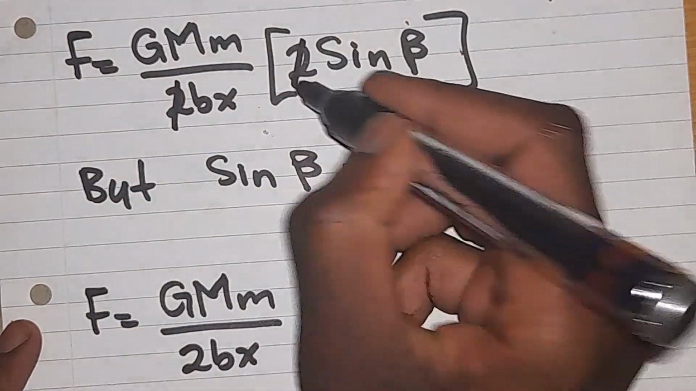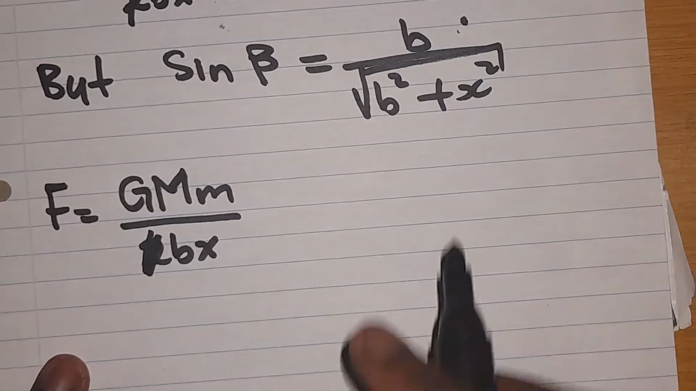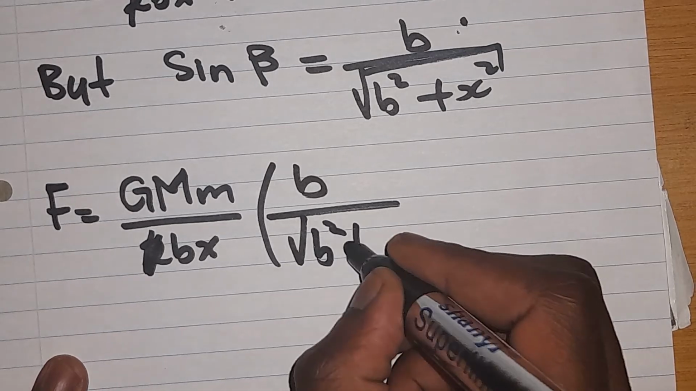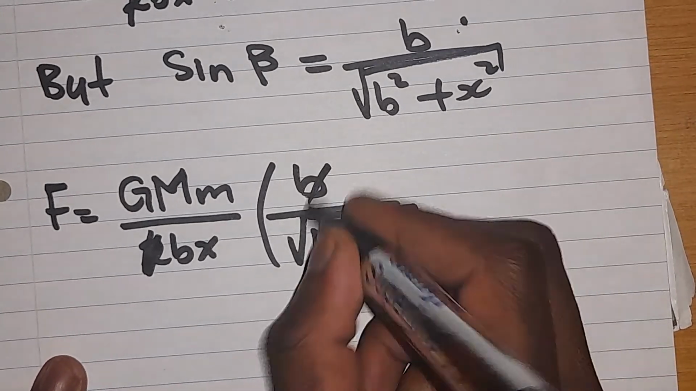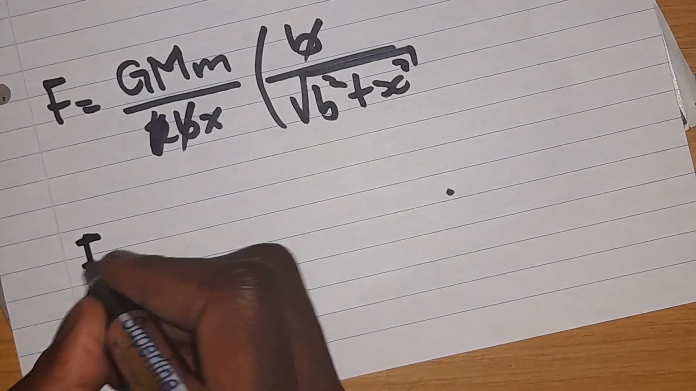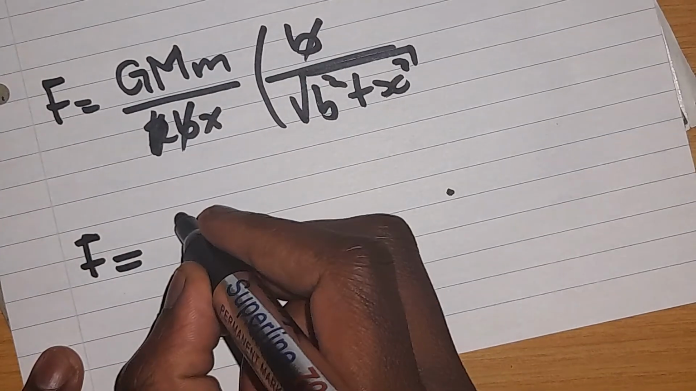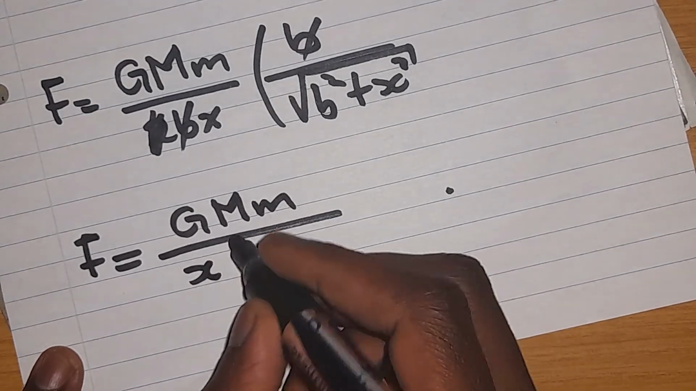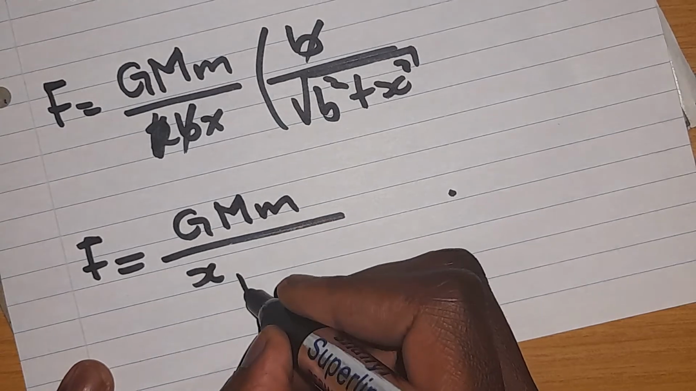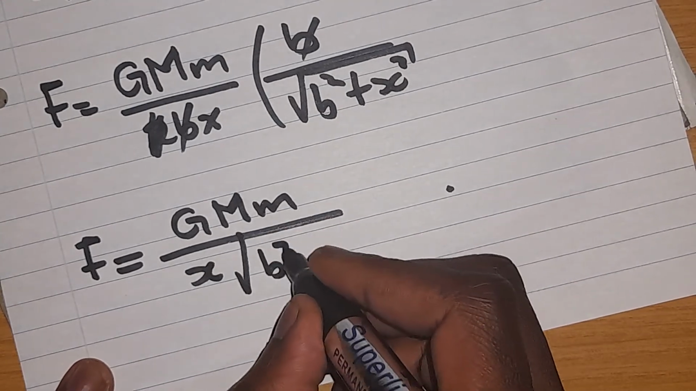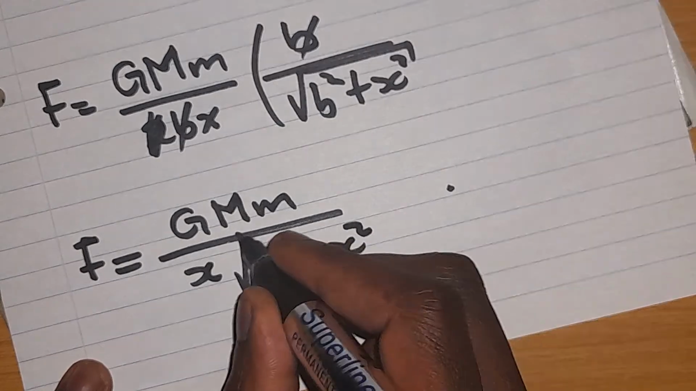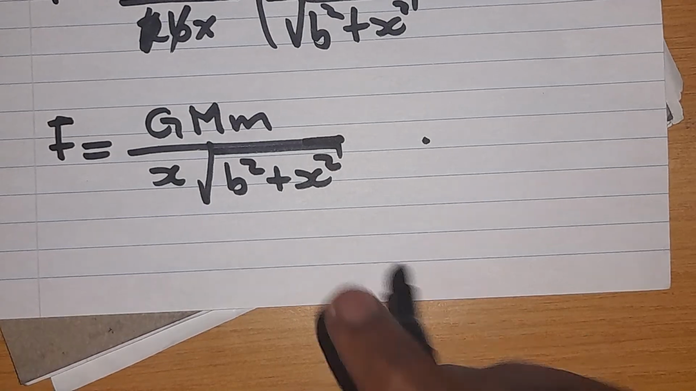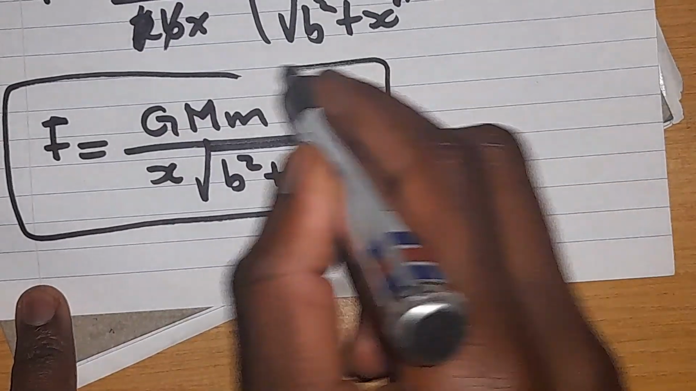All these 2s will cancel over here, so we can ignore that 2. Then we'll have b all over root b squared plus x squared. Then these 2 b's will cancel. We'll have that our force, the force felt by particle P, is equal to G capital M small m all over x root b squared plus x squared. Right, so this is the force of attraction.